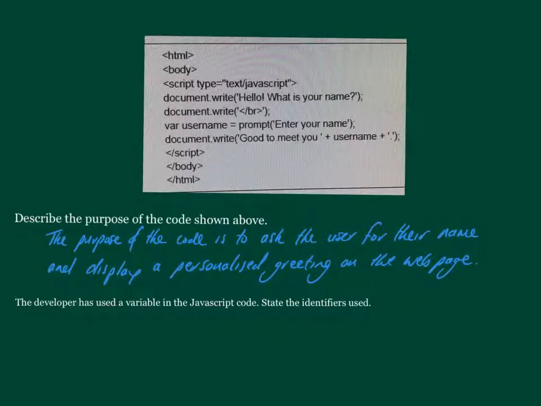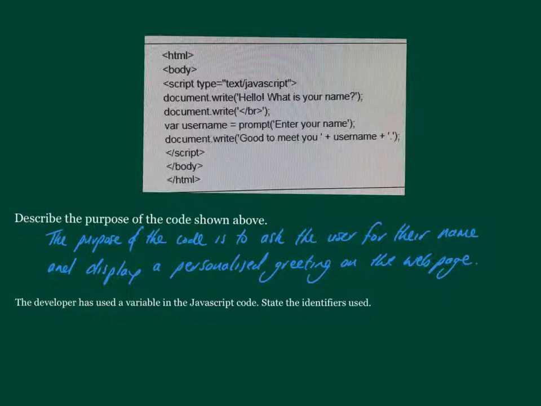So I just reworded it. So basically, the purpose of the code is to ask the user for their name and then display a personalized greeting on the web page. Now, the way I've structured this answer, it's quite important that you've mentioned on the web page because it's within an HTML document. Say personalized greeting rather than going into detail and saying it will display good to meet you plus the name that they've typed in. Personalized greeting is enough for this. And that's probably going to be good for 1 or 2 marks.